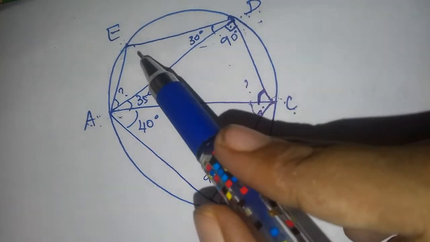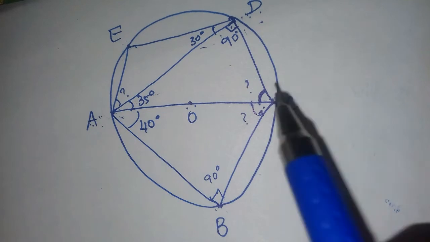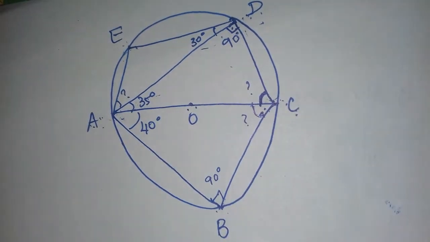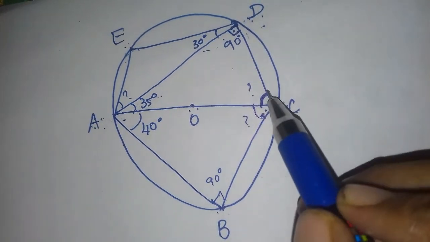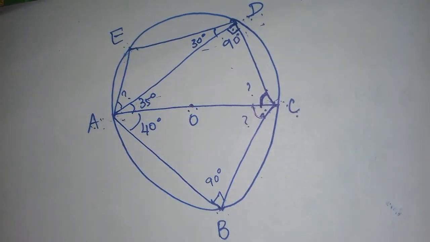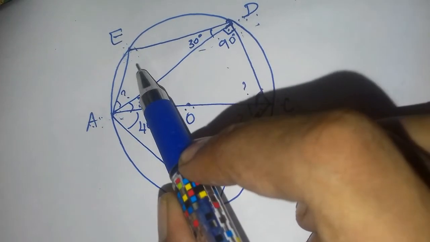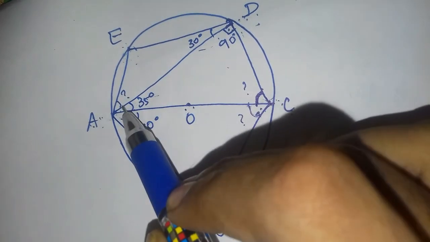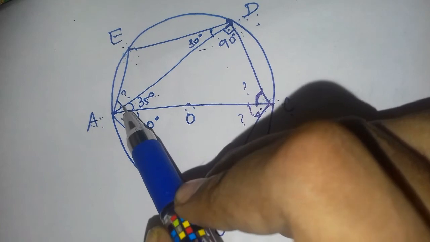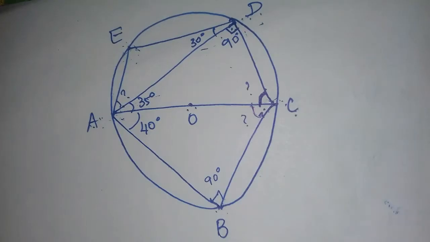Opposite angles of a cyclic quadrilateral are supplementary. That is, if you add both the angles, you will get 180 degrees. So this is 55 degrees. Then if you subtract 55 degrees from 180 degrees, you will get this angle. If you get this angle, what can we do? We can write the sum of the angles of a triangle is 180 degrees. So we can find this angle. Okay, can you understand this?